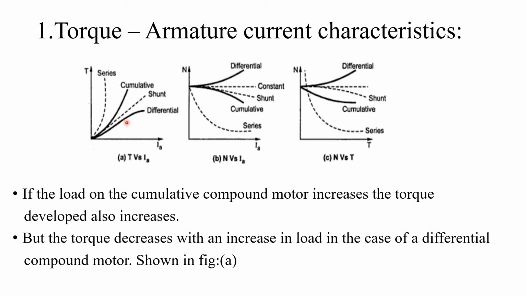But for differential compound machines, the torque decreases with the rise in load. So it will be like this, and after a particular value it completely reaches this point. So in differential compound motors, the torque decreases with rise in load.